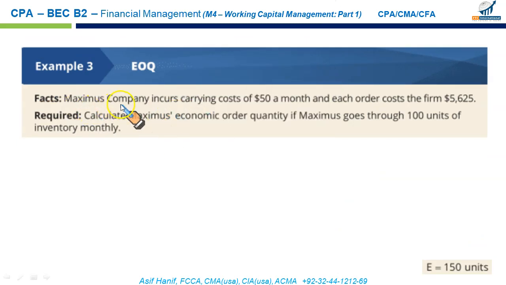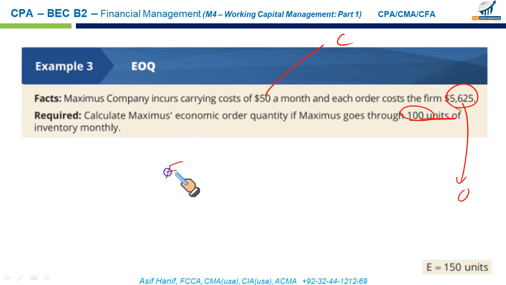Okay, so it says Maximus company incurs carrying cost of 50, that is C, and each order costs 5625. This is the ordering cost. 5625 is quite a lot of money, and that's what surprised me. Calculate Maximus's economic order quantity if Maximus goes through 100 units of inventory monthly. So that's your periodic demand, not always annual, remember.